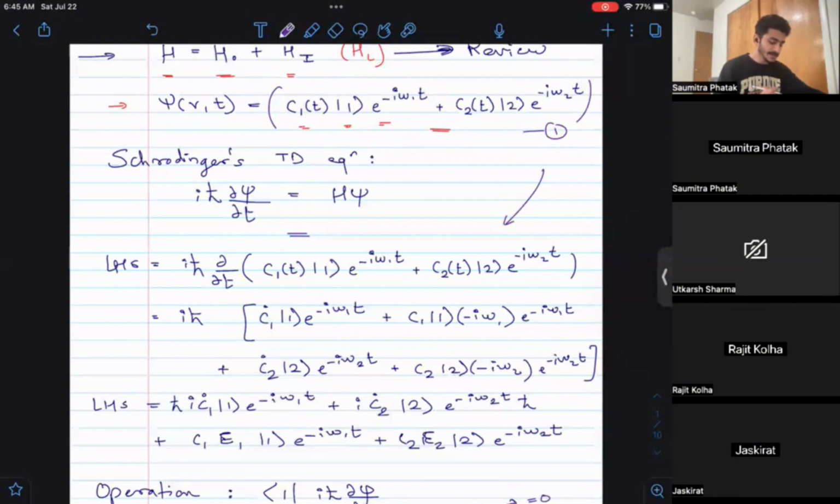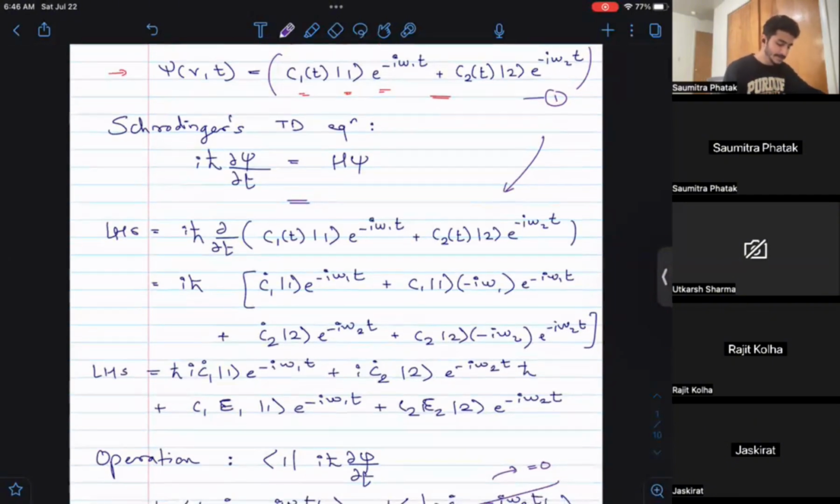If you take a partial derivative with respect to time of this psi, there are two terms here which are time dependent. So you will apply, of course, the chain rule. The energy eigenkets, 1 and 2, which are the eigenfunctions of the initial Hamiltonian, are not at all time dependent. So they will just come outside, and you won't get any time derivative term because of those.